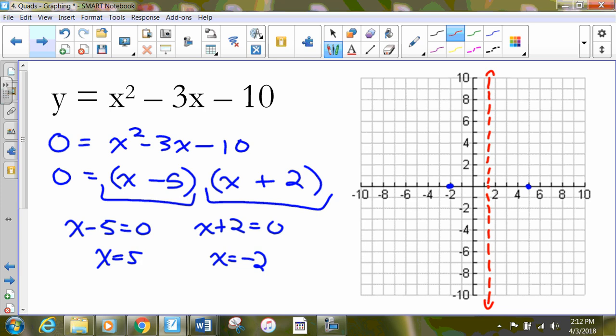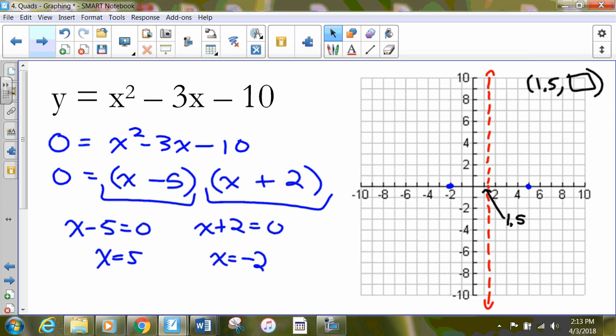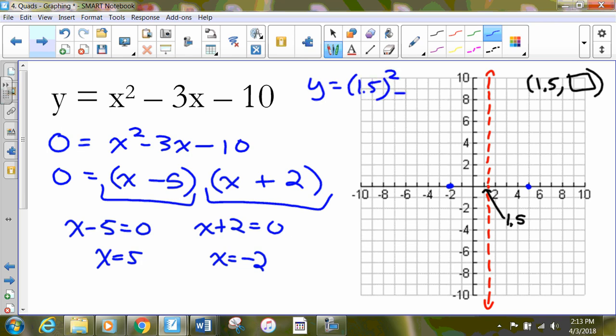So what is x at our axis of symmetry? It is right there, 1.5, right? So this point right there is 1.5, or we can use 3/2. You can use whatever you want. I'm going to need a calculator for this. What we're going to do is this. We're going to say our vertex has an x value of 1.5, and we don't know what the y value is. So let's find out. Let's plug in 1.5.